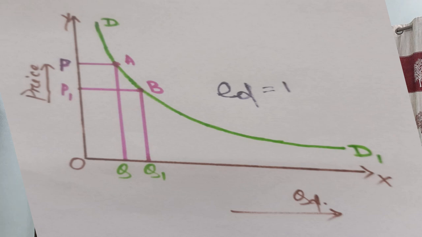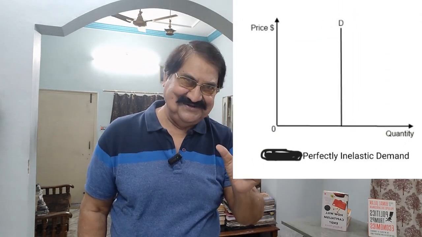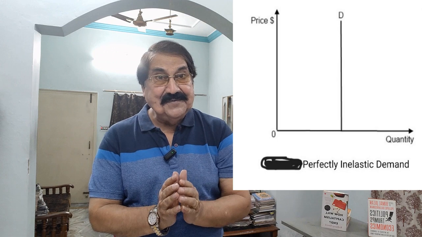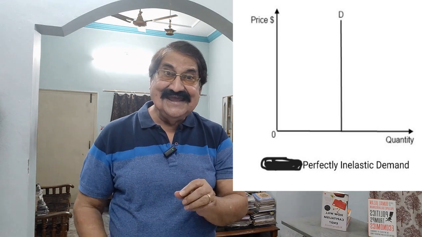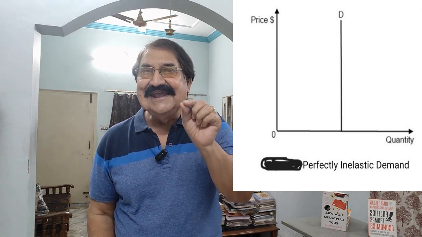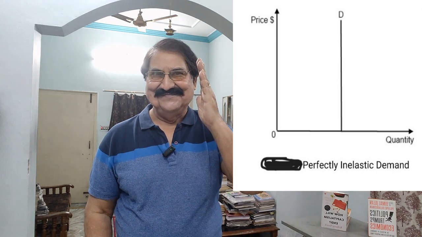Both these areas represent the total expenditure incurred in purchasing this good would remain same. So in this case, the value of elasticity of demand would be equal to 1. This is called unit elasticity of demand. In case there is no change in the quantity demanded, although there is a fall or rise in price, in that case the elasticity of demand is equal to 0. That is called a perfectly inelastic demand, where the demand curve will be a vertical straight line.